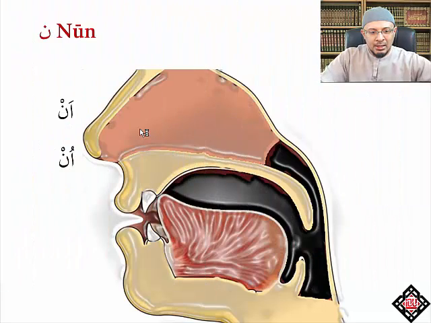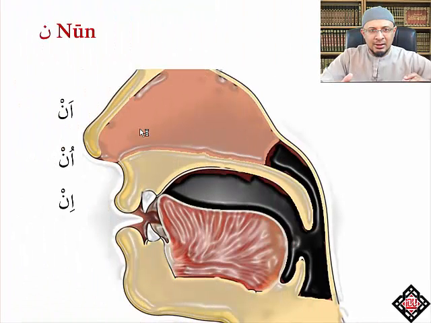So it's important to note that. So you have "an", "un". Again, that front part, the hard palate and the tip of the tongue, has to touch. That's the noon sound. And it's also why the noon is a bit different than English, because of that nasal quality. "Un", "in", okay, "in".